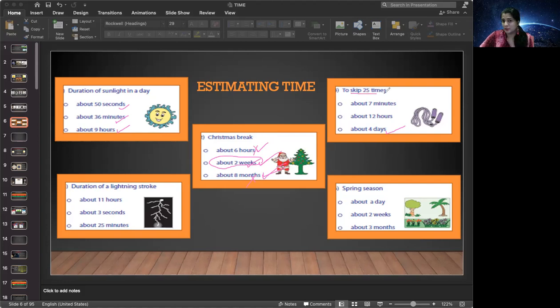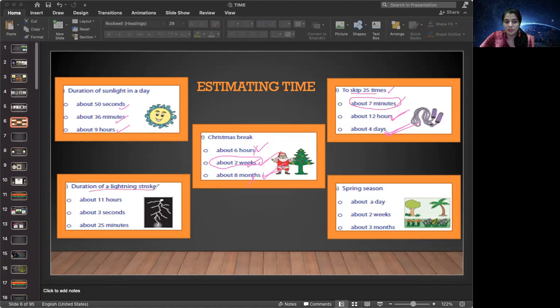How about to skip 25 times? How long would it take us? 7 minutes or 12 hours or 4 days? Can you imagine skipping for 12 hours or 4 days? It really doesn't make sense. So all these questions here are more about making sense.